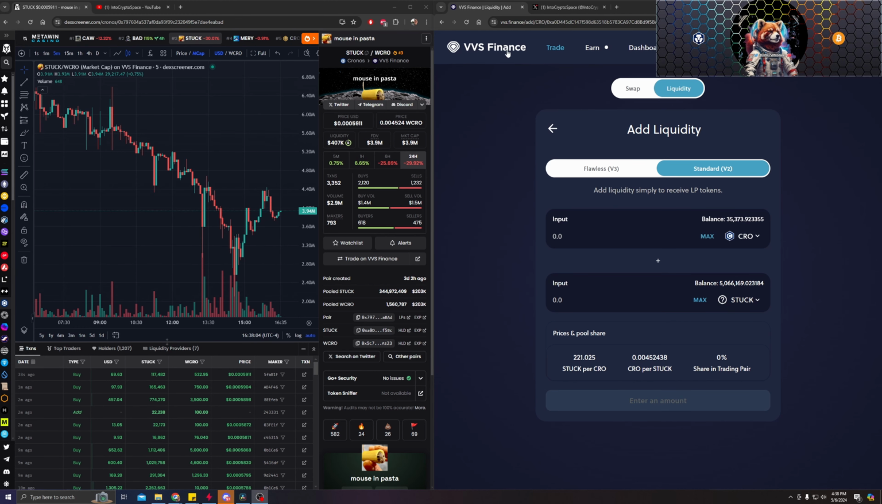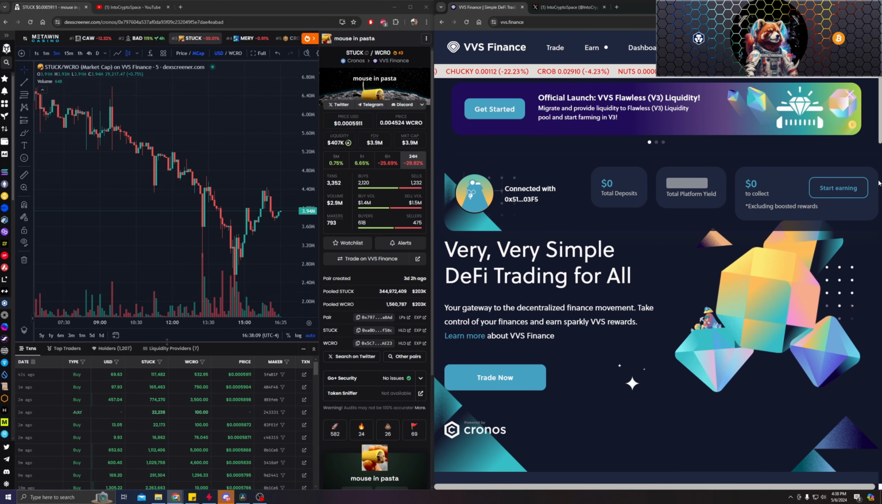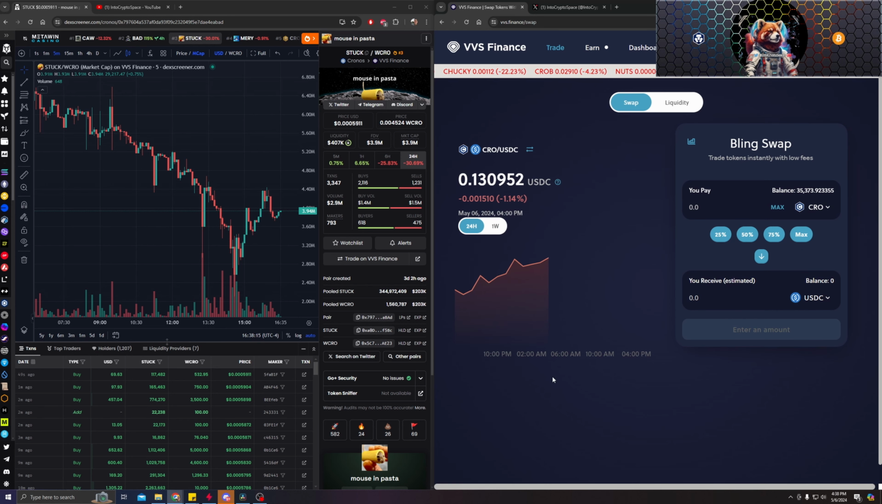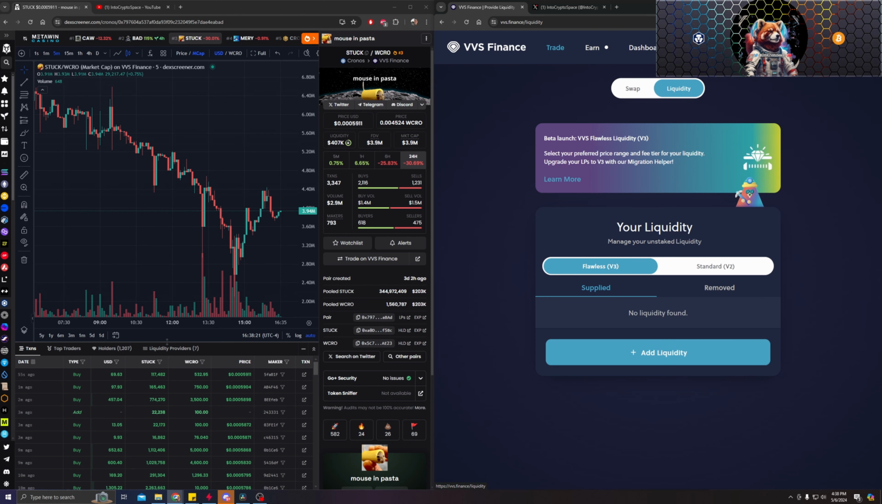So like I said, we're going to be using VVS Finance. Right from the dashboard, let's get this started. So we go to Trade Now, and instead of Trade Now, we're going to want to provide liquidity. So you just simply click into the liquidity tab right here.